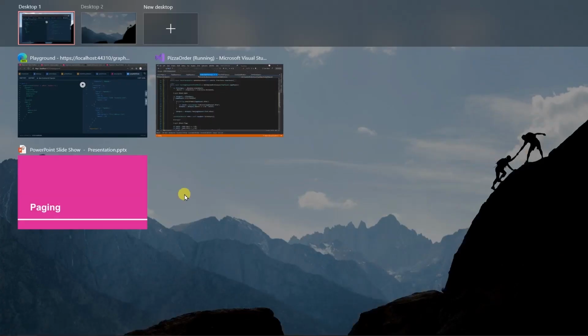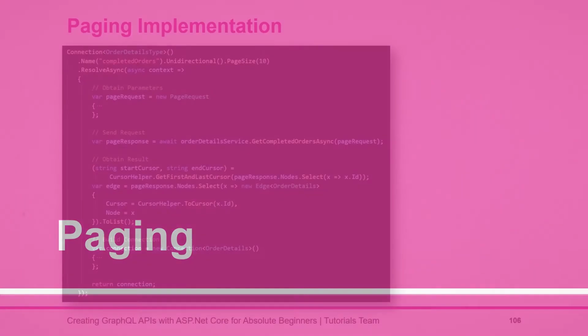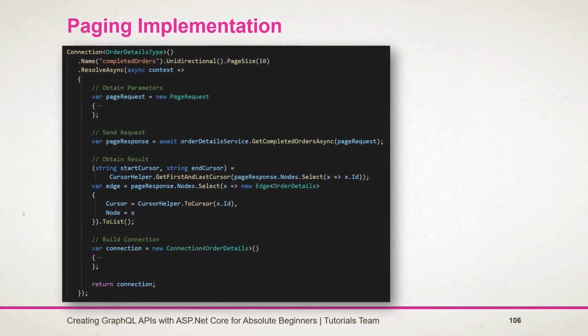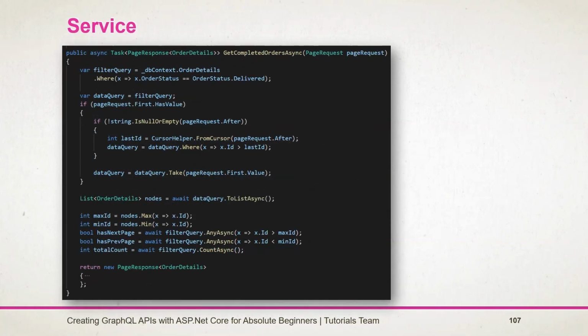Let's see what we have learned in this session. Here is the implementation of paging, in which we have used the Connection method. In the resolve, we obtained the page request detail from the context and called the service method, then prepared some values required by the connection and returned it. In the service method, we obtained the data as a queryable, then checked for the first and after arguments and performed the appropriate operation based on that. Later, we obtained the flags for next and previous pages and returned the instance of the page response.